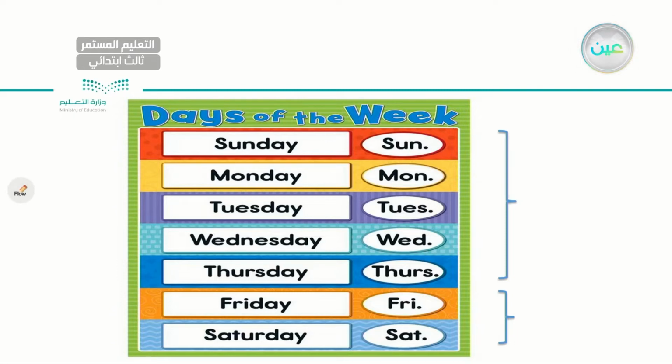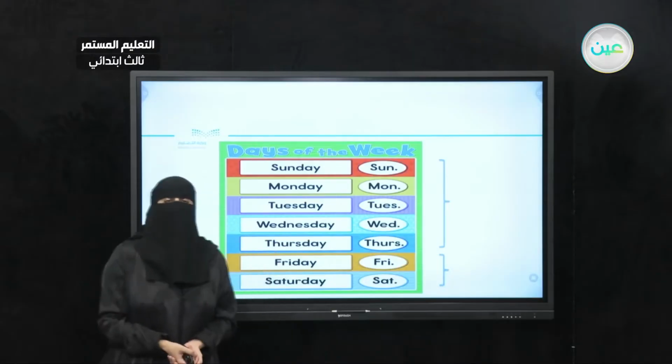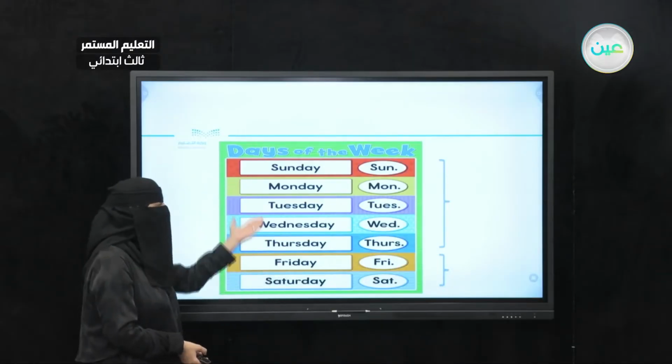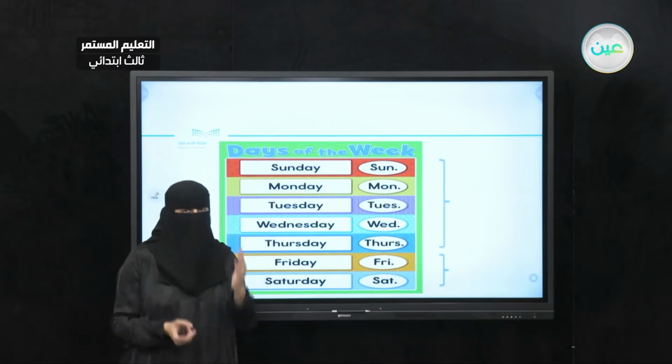Let's try to read it one more time. This time I'll go faster. Sunday, Monday, Tuesday, Wednesday, Thursday, Friday, and Saturday. So how many days do we have each week? We have 7 days. Very good, my dear student. We have 7 days each week.